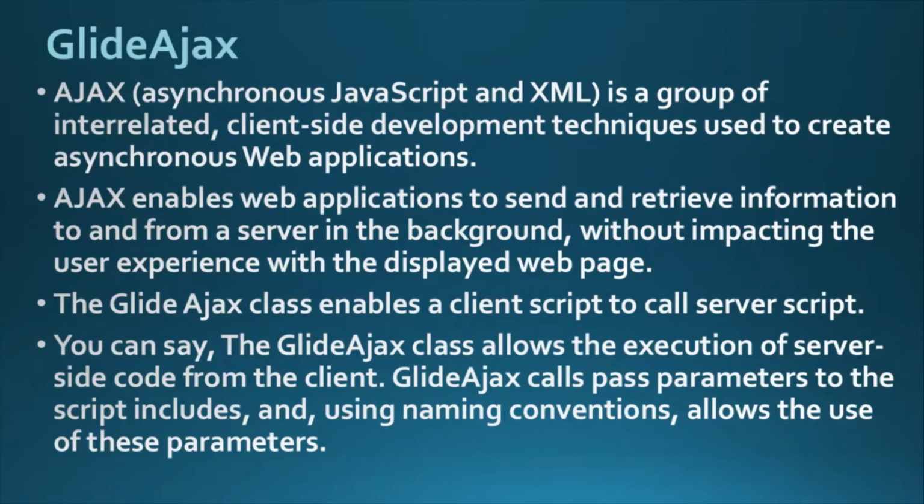Let's go to Glide Ajax and try to understand what is Glide Ajax. So Ajax means asynchronous JavaScript and XML, okay? I think it is quite clear from the name. It is a group of interrelated client-side development techniques used to create asynchronous web applications. And Ajax enables a web application to send and retrieve information to and from a server in the background without impacting the user experience with the displayed web page.